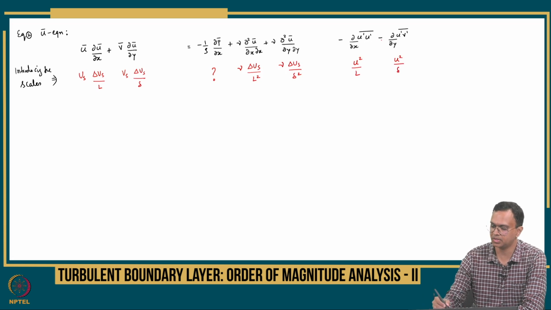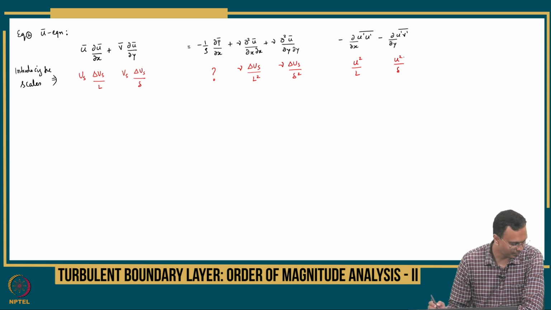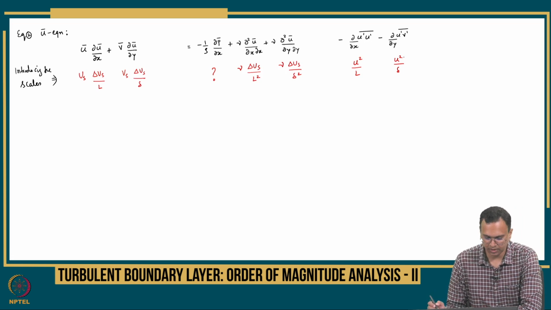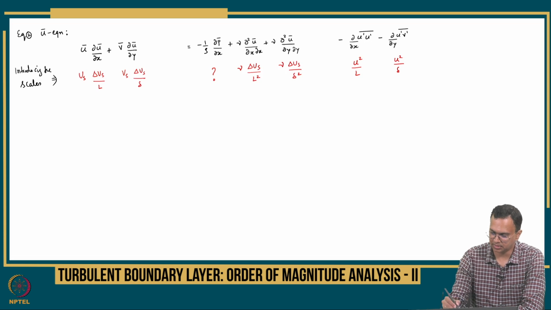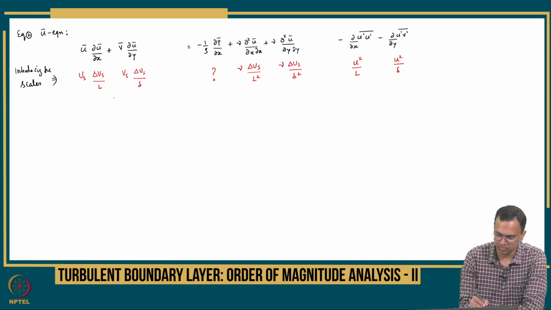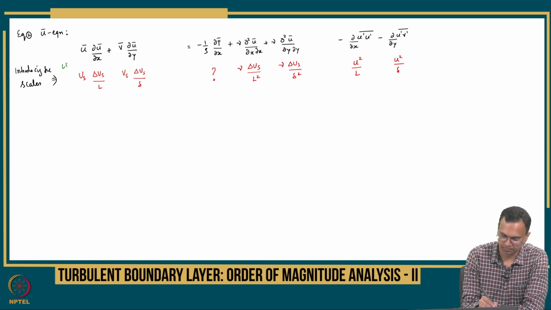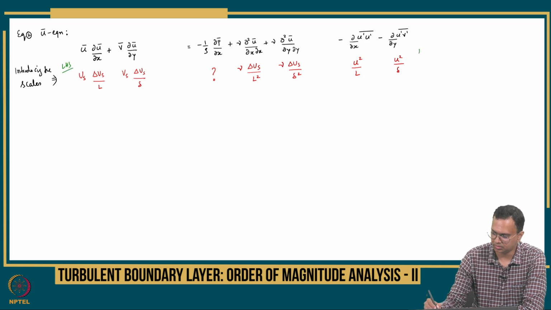I told you u RMS is of the same order of magnitude as v RMS, and therefore for both the normal stress and the shear stress, the Reynolds stresses, I am using v square. That is the argument I already placed. So now if I look into the LHS and the RHS here, right? So this is the left hand side part, okay, and the right hand side part.